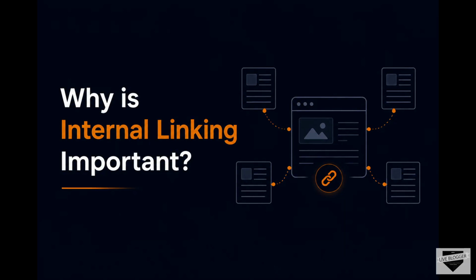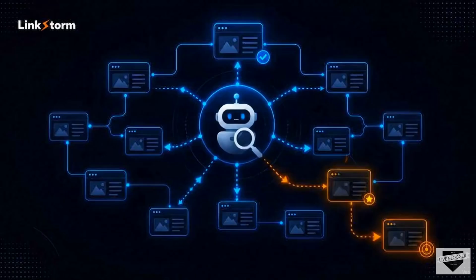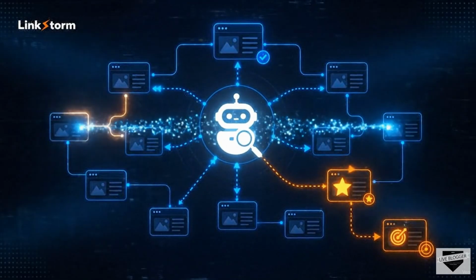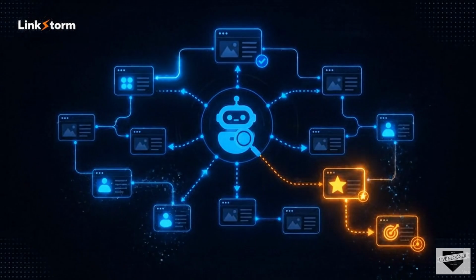Now let's look at why internal linking is important. Internal links connect one page of your website to another page on the same website. A good internal linking structure can help visitors discover related content and navigate your website more easily. It can also help search engines understand the relationship between your pages and discover content that may otherwise be difficult to find. Internal links may also help distribute authority across different pages of a website.